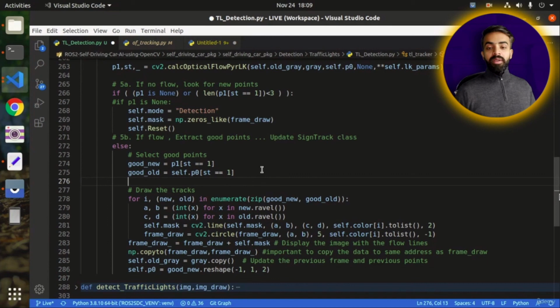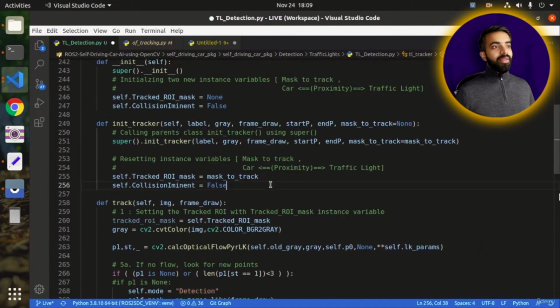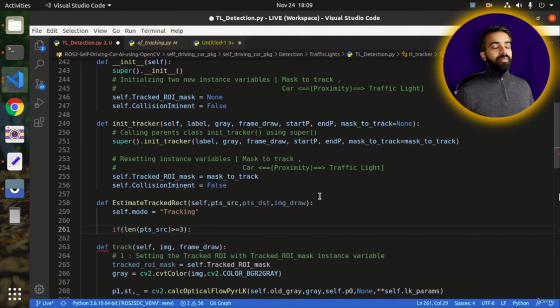So let's define that particular function that will be doing the homography estimation using these good new and good old points. So we go up here and define estimate track rect. We pass in the point source, the point destination and the image draw, and then define this function. The very first thing we do is simply set self.mode to tracking, because we are inside the tracking mode. So we set the mode of this tracker to tracking.